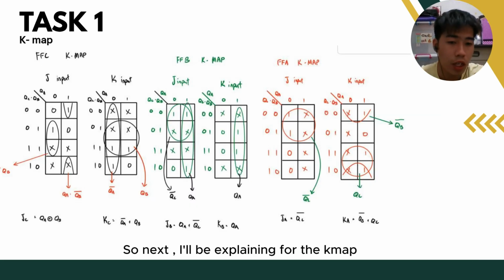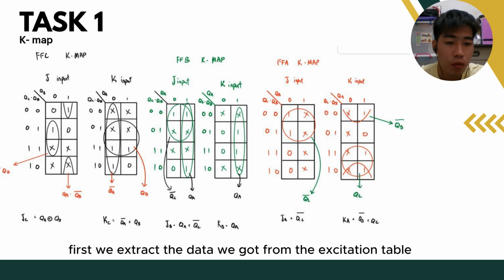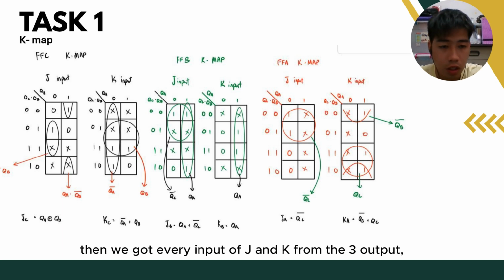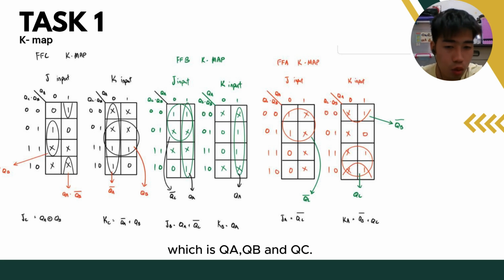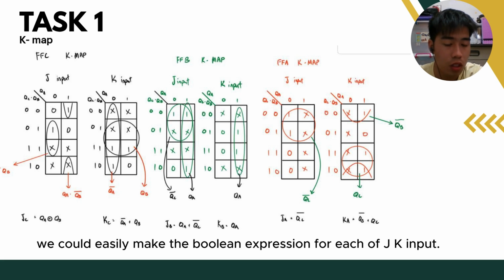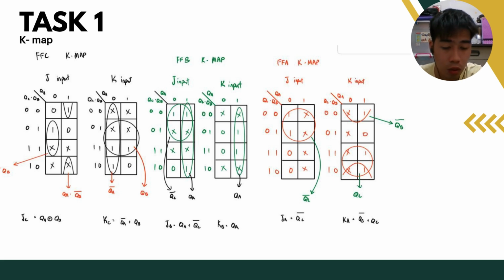So next, I'll be explaining the K map. First, we extract the data we got from the excitation table. Then we get every input of J and K from the 3 inputs, which are QA, QB, and QC. Lastly, from the K map, we can easily make the Boolean expression for each J and K input.